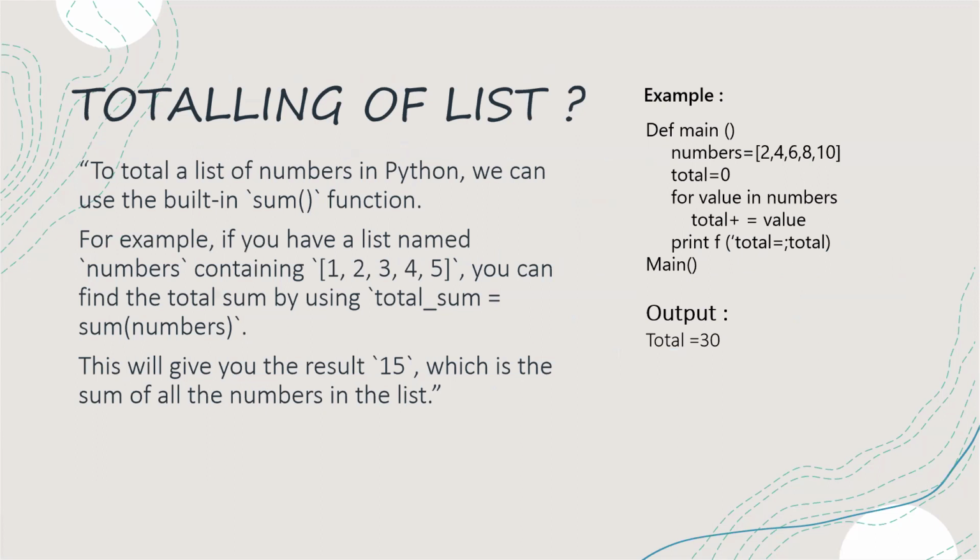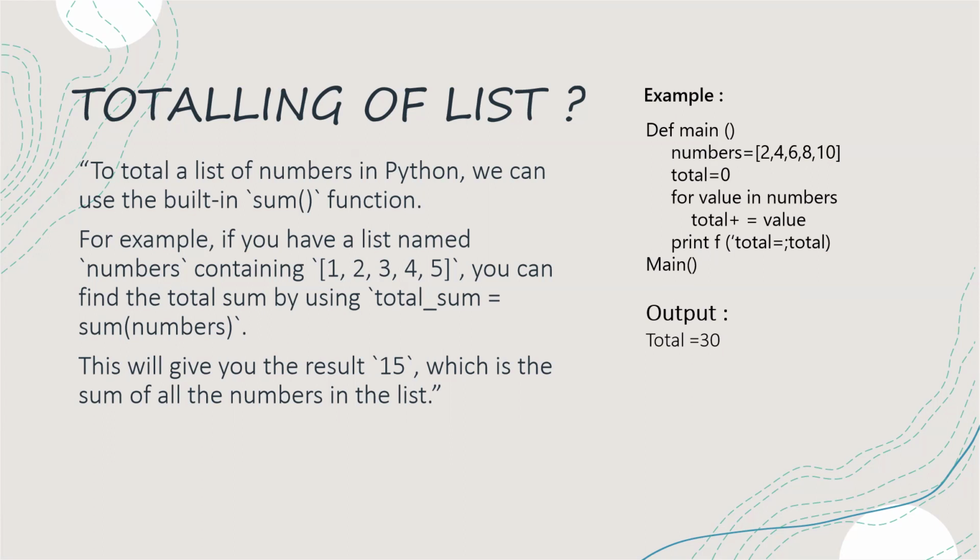Totaling of list. To total a list of numbers in Python, we can use the built-in sum function. Here, totaling of a list means this is one of the simplest ways to calculate the sum of a Python list, by using the built-in sum function. For example, we have listed some numbers containing 1, 2, 3, 4, 5, and here we have to add those numbers. Then by adding those numbers, the output will be the total of those numbers.